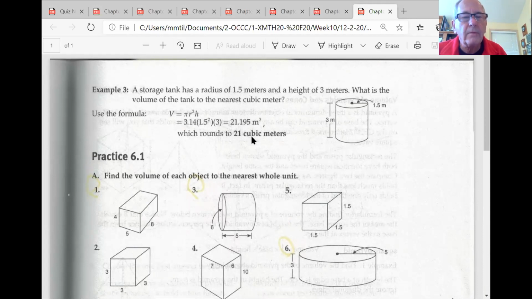And they just rounded it. I don't know why they rounded it, but they did. 21 cubic meters, okay.